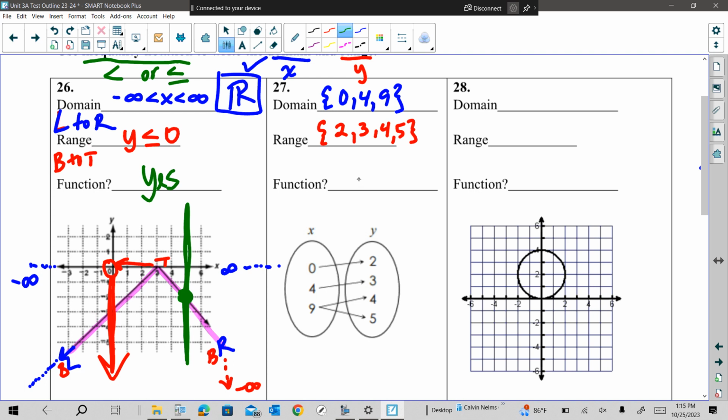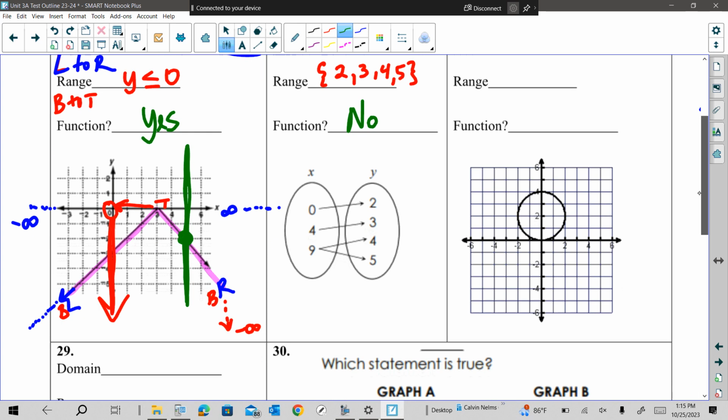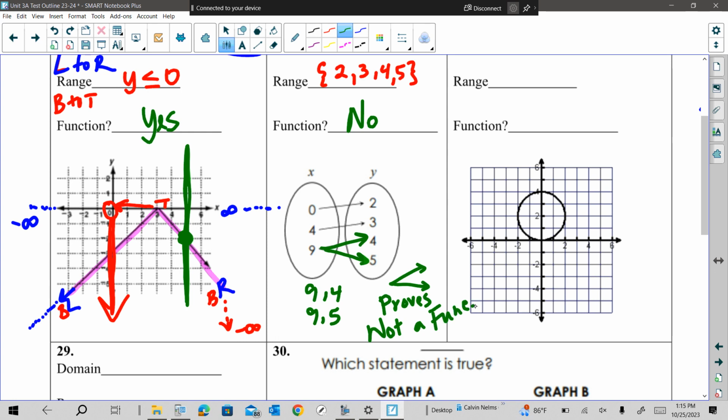All right. Timmy, why is this not a function? Because there's two nines. Yes, the 9 splits out and repeats. We have 9 to 4 and 9 to 5. So basically, anytime you see this split, guys, this proves it's not a function. Anytime I see a split in the mapping notation, it proves not a function.